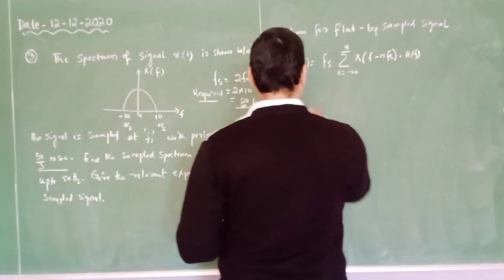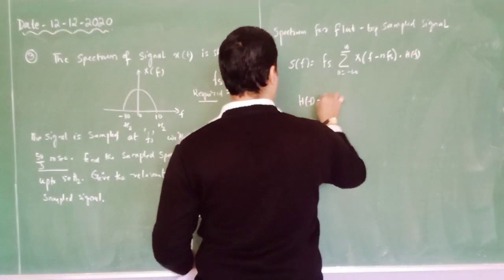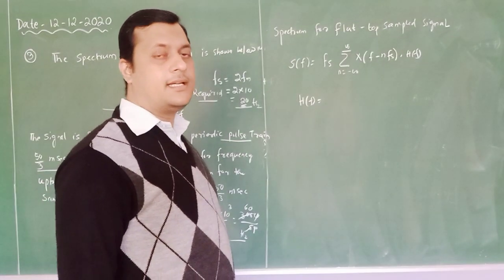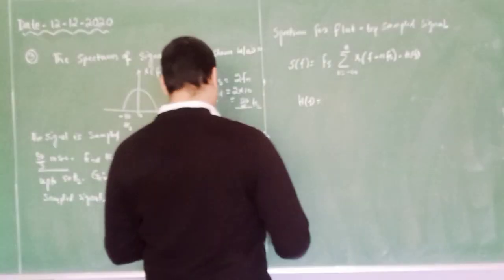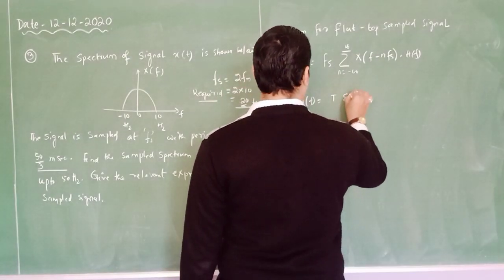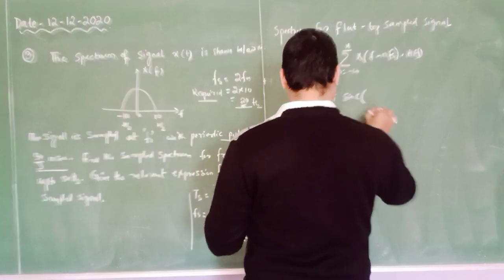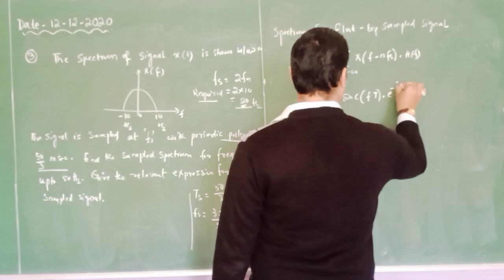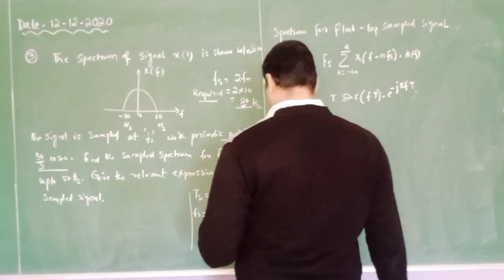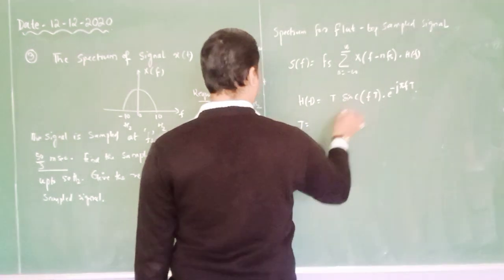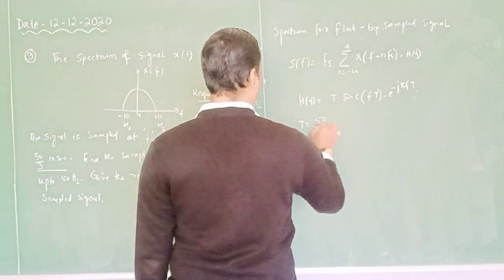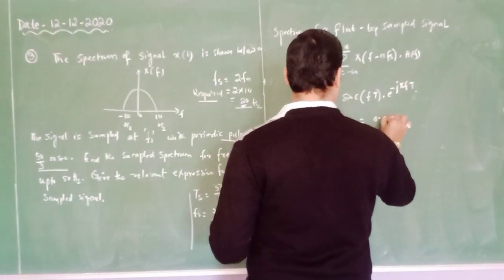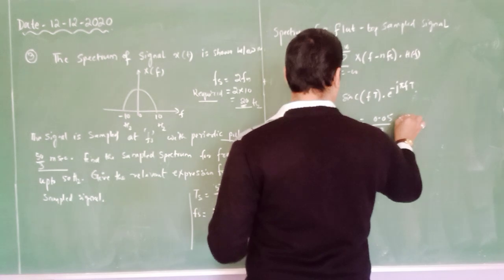Done. Now what is this H of f? This H of f is the rectangular function, and you need to represent it in the frequency domain. That means it is represented as a sinc function. So here I can write T sinc of fT into e to the power minus j pi fT. Where T is 0.05 by 3 seconds, or you can write 0.053 second.